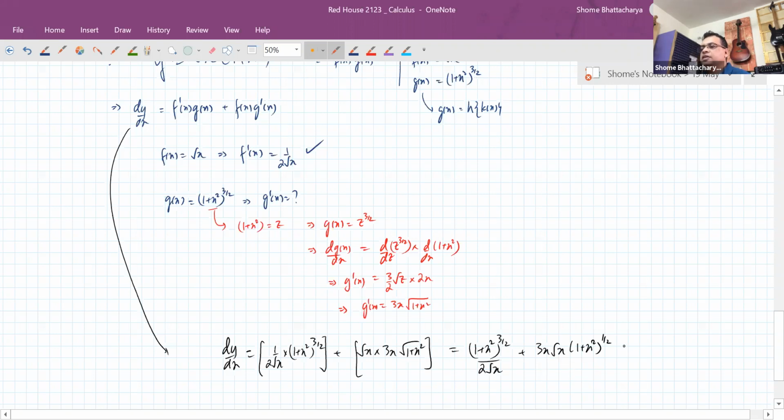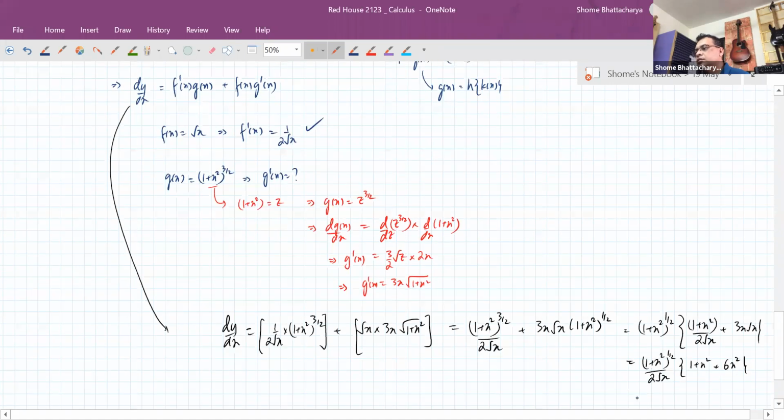Then we can simplify this a bit further also. We can take (1 plus x square) to the power half common. So this becomes (1 plus x square) upon 2 root x, plus 3x root x. And further we can take LCM in this and all that also. So it becomes 1 plus x square plus 6x square. Right? So our final answer will become something like this.